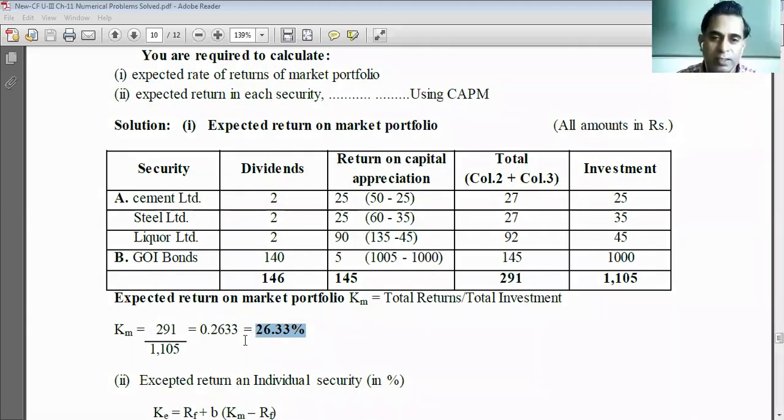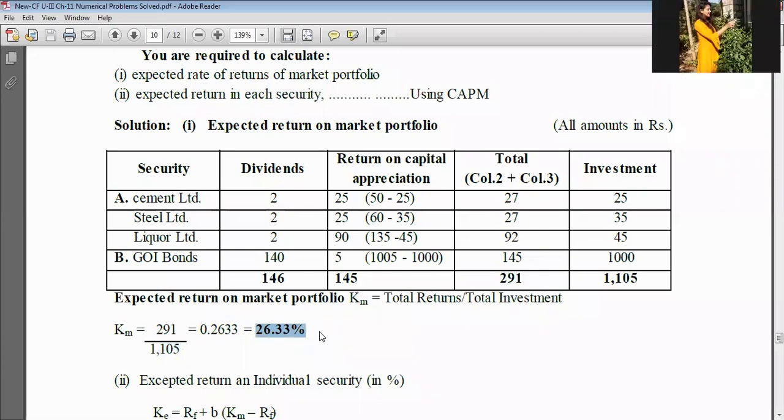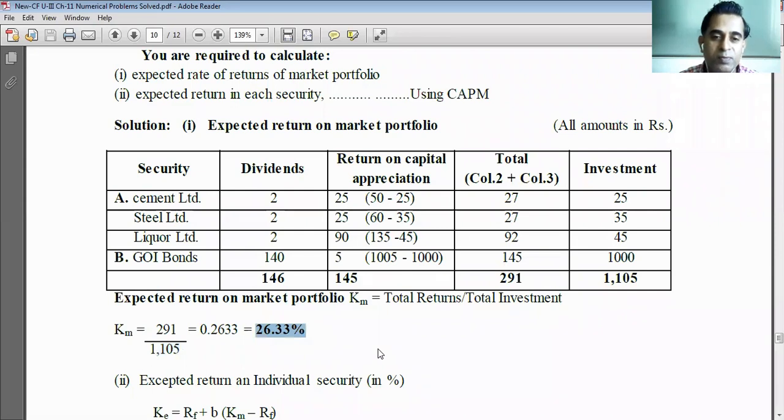Okay, so just now we computed return on market portfolio. KM is equal to total returns 291 divided by total investment 1105, which is equal to 0.2633. Please multiply this by 100 to get the return on market portfolio, which will be 26.33%. Please remember to write this percentage symbol. So what is the meaning of this? Return on market portfolio is 26.33%.